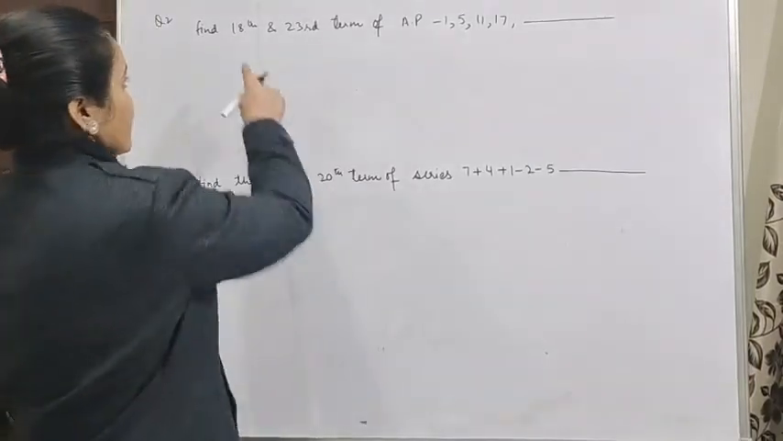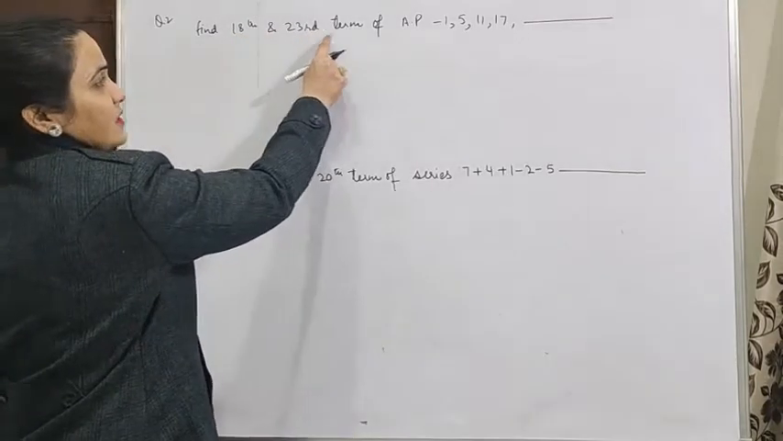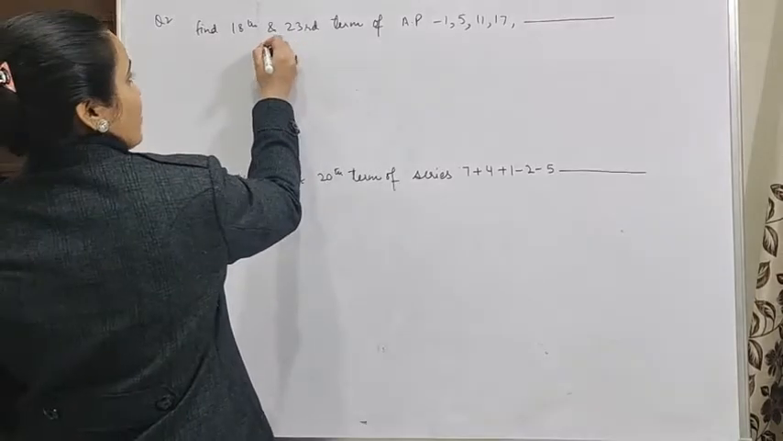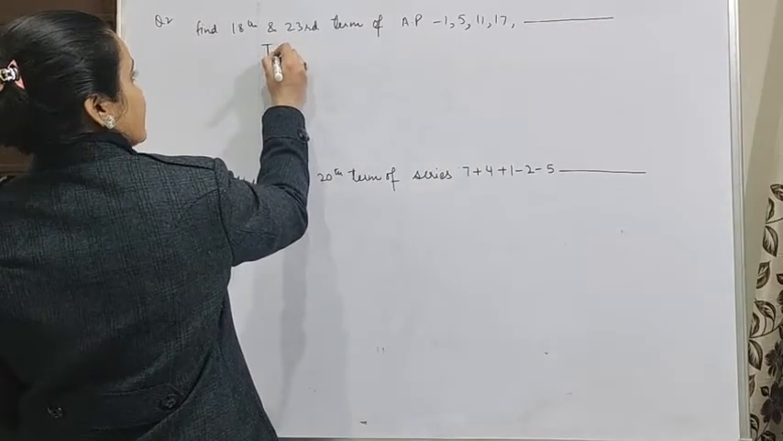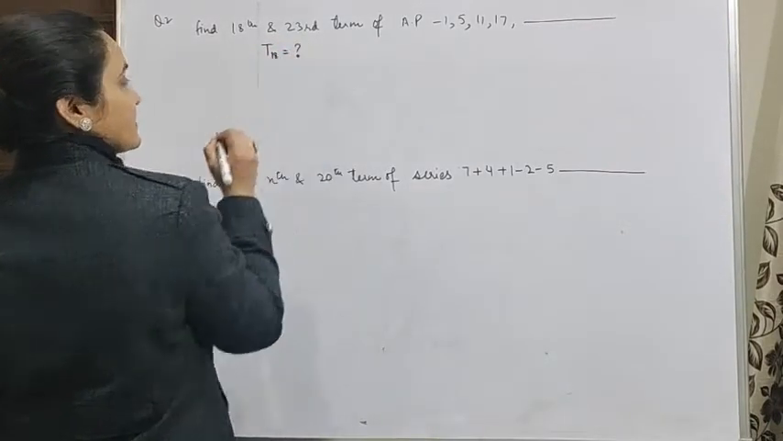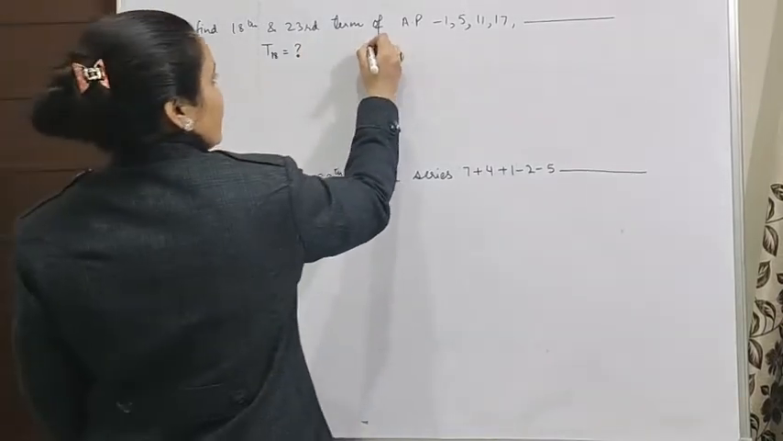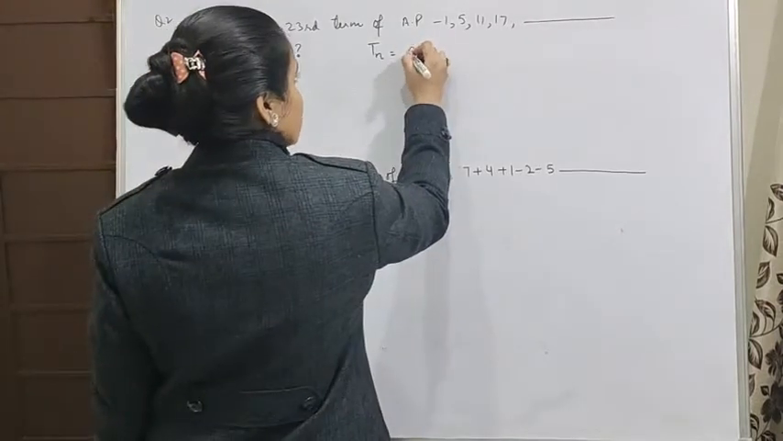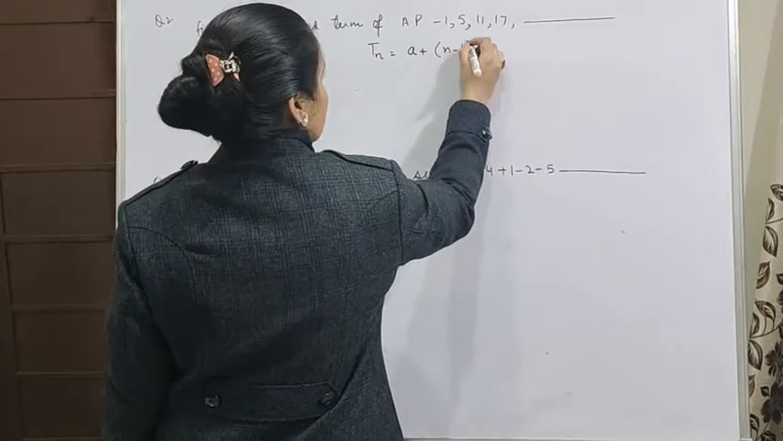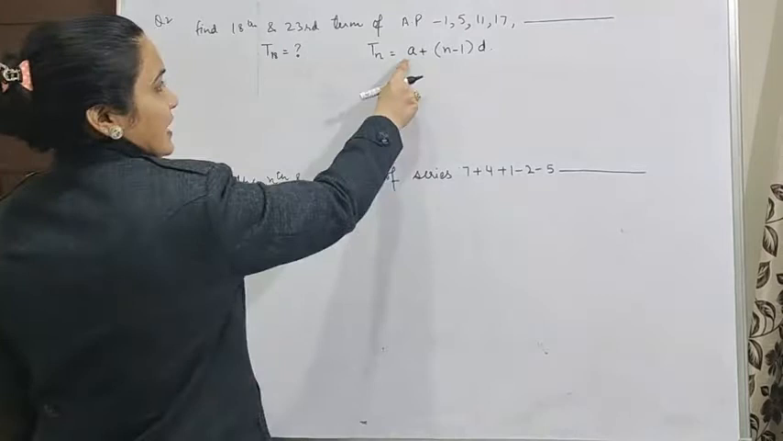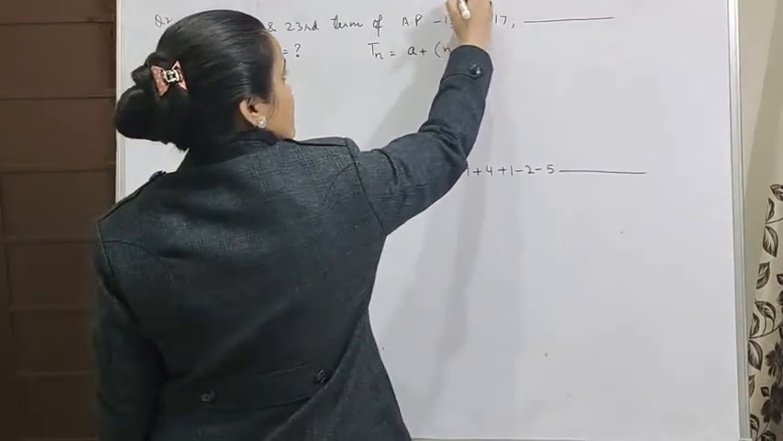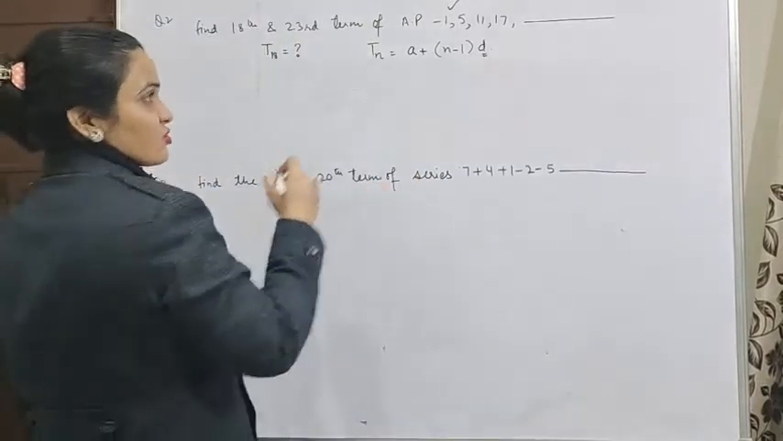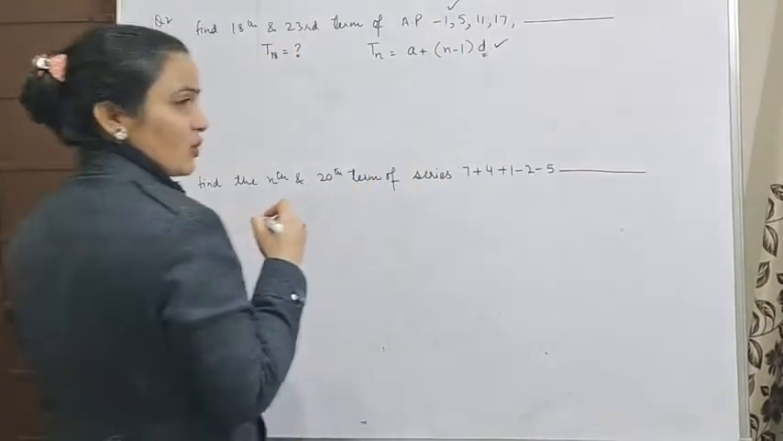So next question is find 18th and 23rd term of this arithmetic progression. So let us now find T18th. So how will we find T18th term of this AP? We have the formula for Tn. General term of AP can be written as A plus n minus 1 times D, where A is the first term which is minus 1 in this arithmetic progression and D is the common difference. So first of all we will find this common difference.